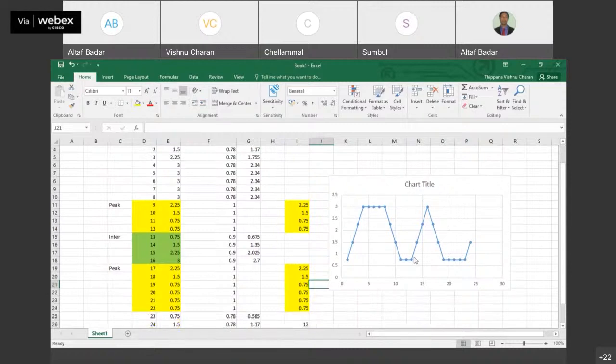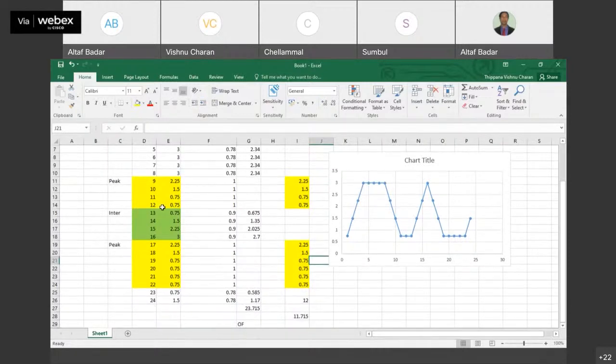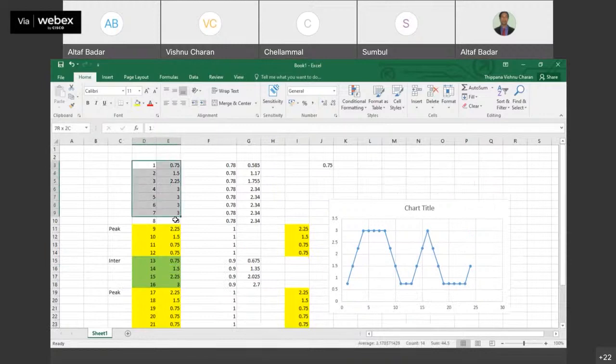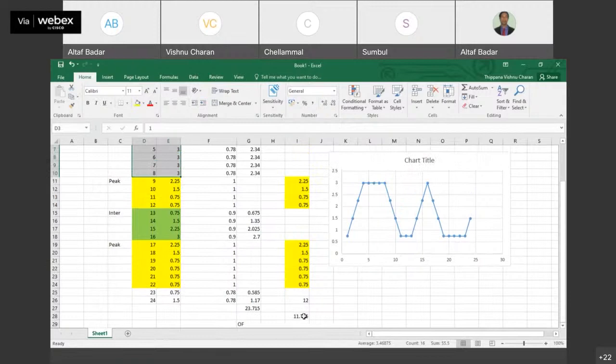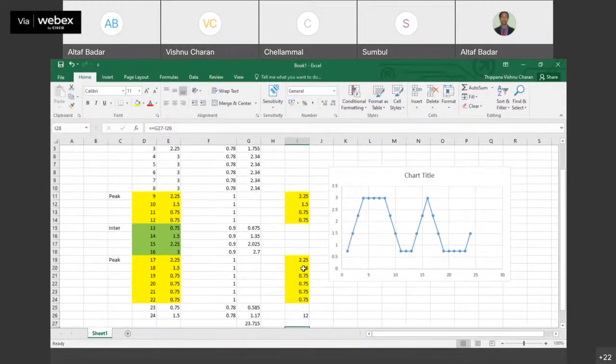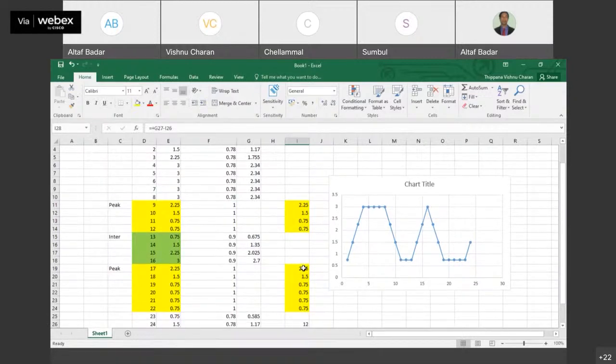See, it's a battery charging and discharging one. The yellow is peak, green is intermediate, and this white one is off peak. I just tried it. It comes to around positive 11.71 rupees, something. So can you just explain it a little bit?